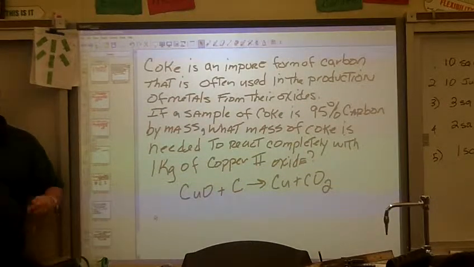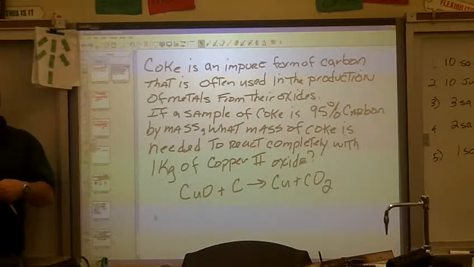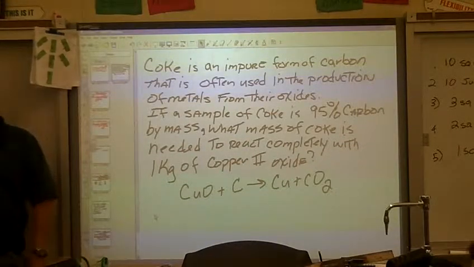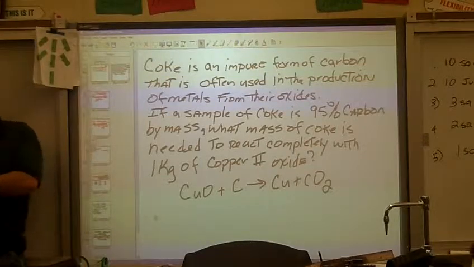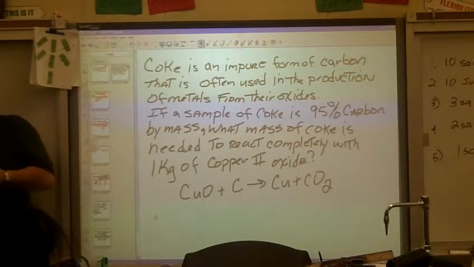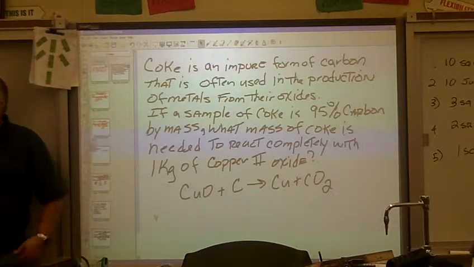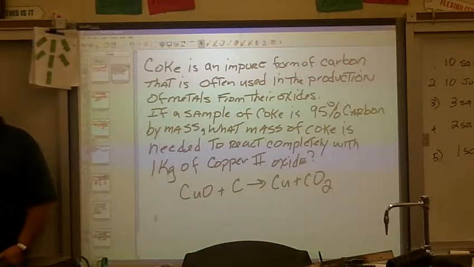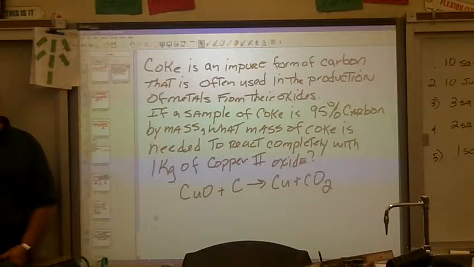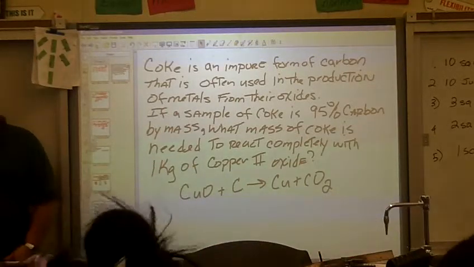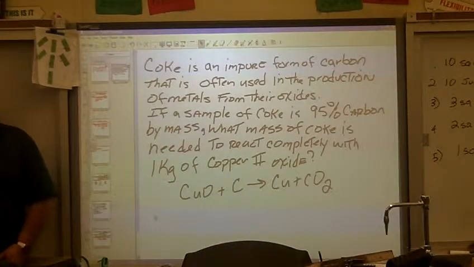What are we looking for? Okay, there you go. So where are you going to go? Where do you see carbon? Right here. Well, use that one. Wait, so right now, you're looking for your carbon. Because I showed you, it said 1,000 grams of oxide. So after you find out how much carbon it is, just find 95% of that.